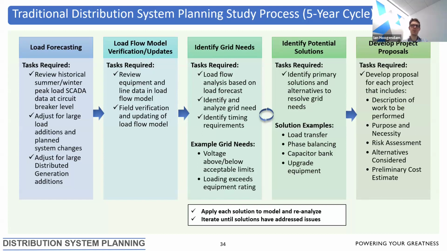The next step in the study process is load flow model validation. And this step involves checking things like the wire size in the model are correct, and that load and generation is connected in the right areas, and that the configurations of the circuit are correct. The next step, after the load flow model has been validated, is to start running simulations of the forecasted peak loading on the model.